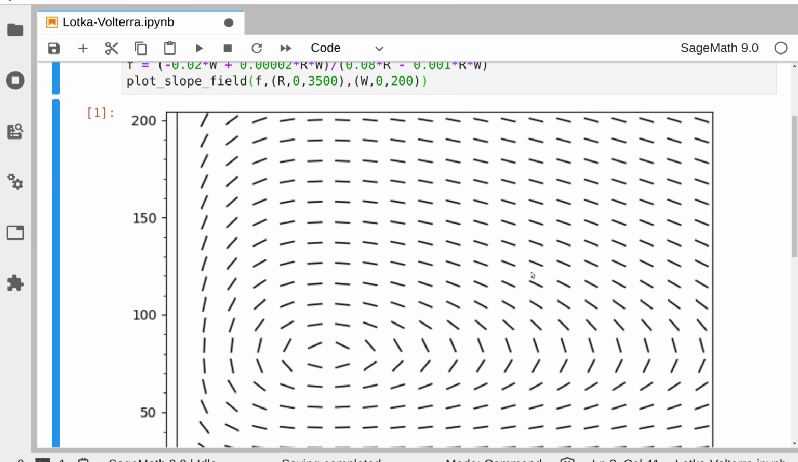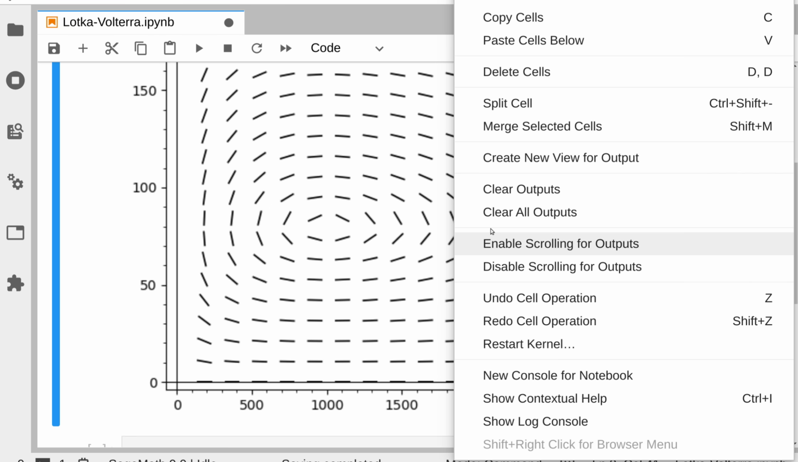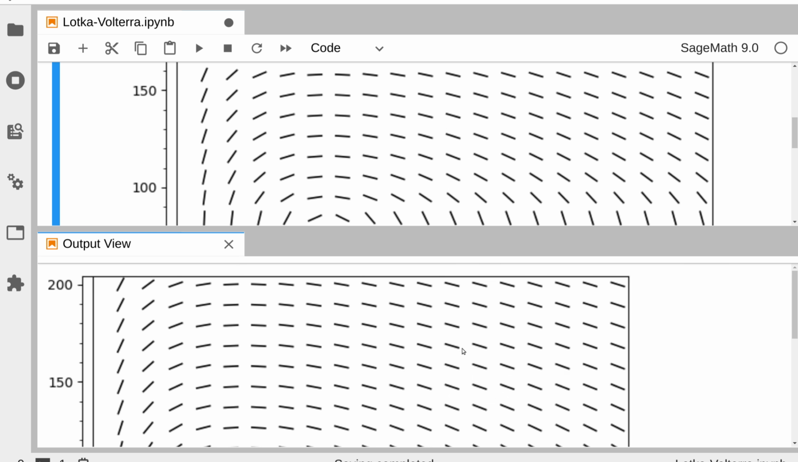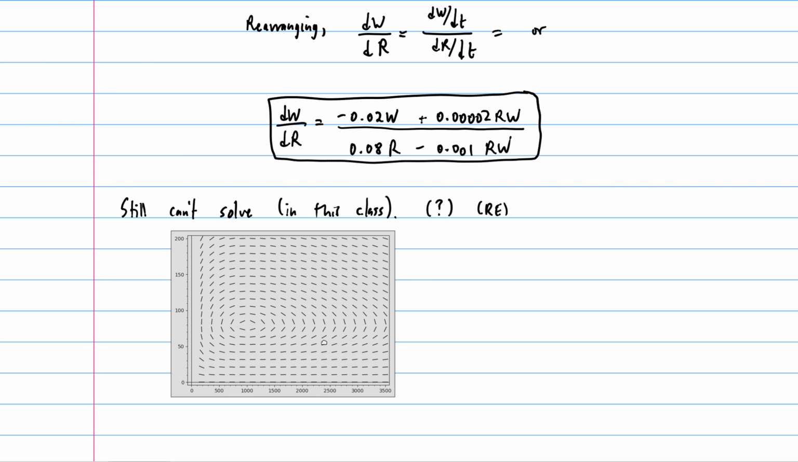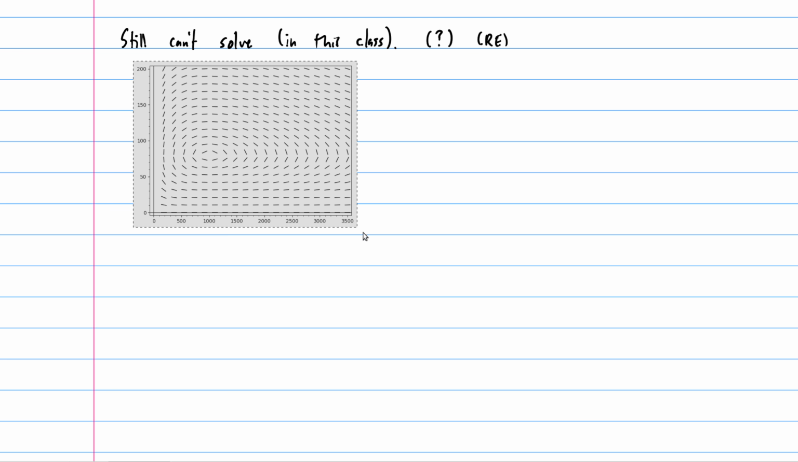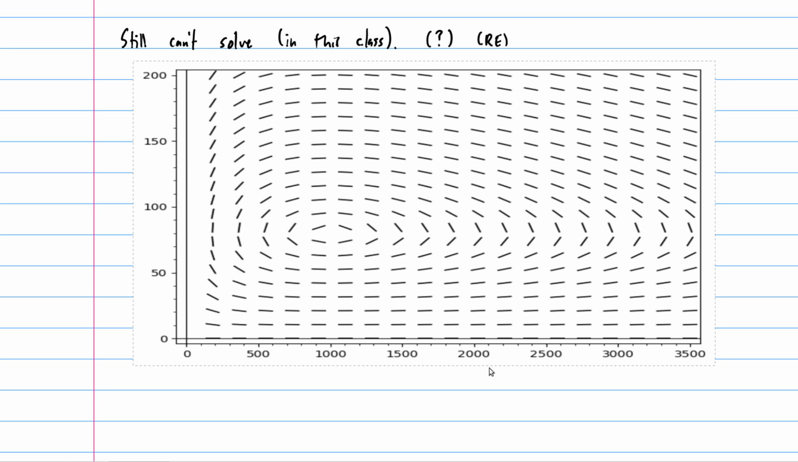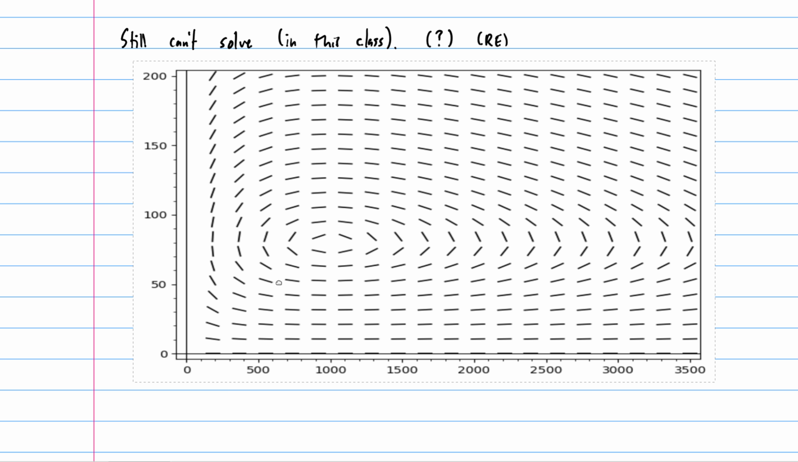And it takes a second, and there's a nice slope field. So here we go. I'm actually going to copy the image and put it over here so that we can look at it. Okay, so here's our slope field. This is the slope field, again, using Sage. You can get this using any program that you prefer. In this picture, the rabbits are the horizontal axis, right? So this is our R axis, and the wolf population is the vertical axis.